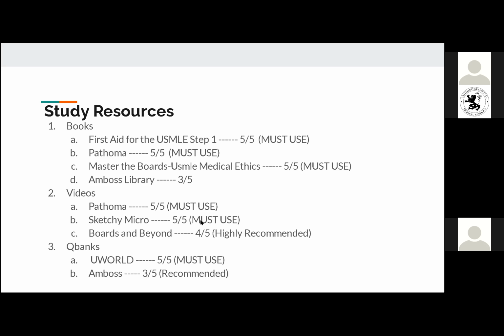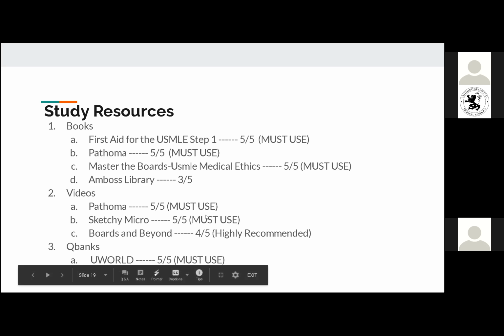Sketchy Micro. This is basically the only thing you'll need for microbiology on USMLE Step 1: watch Sketchy Micro videos and make notes or use their cards. Sketchy Micro is really important, so it's a must-use resource for USMLE Step 1.